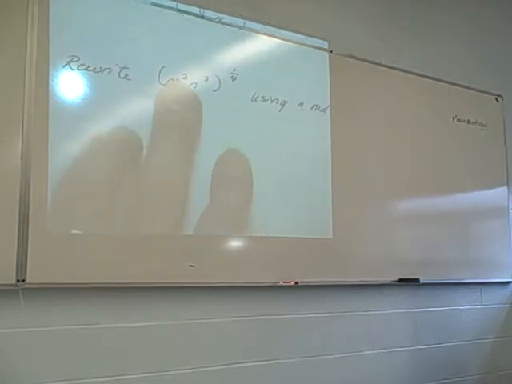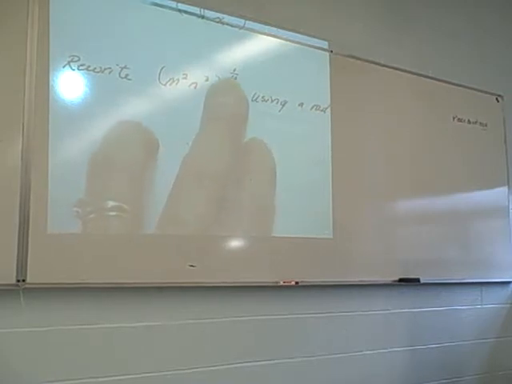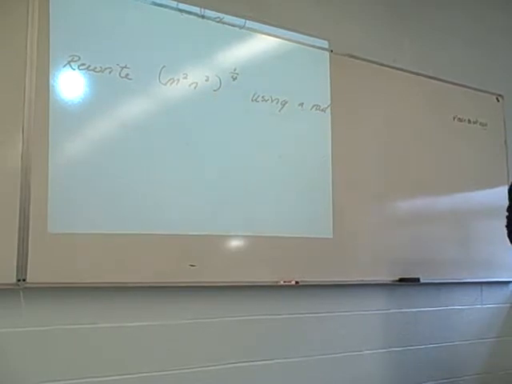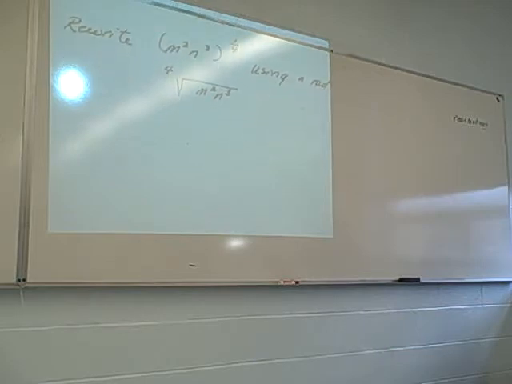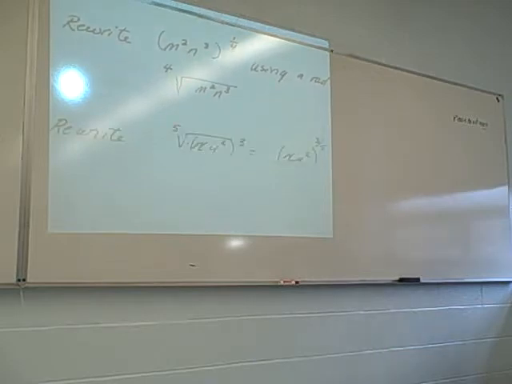Rewrite this: m squared n to the 3rd, to the 1/4. We're raising it to the 1/4 power using a radicand, or as a radical. So do we know what the index is? 4. So we're going to rewrite it with an index of 4. That's pretty simple. Are we good with that?